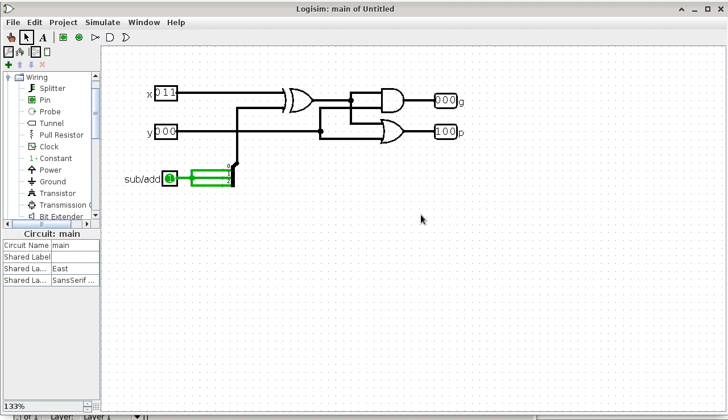Is that okay? I just want to mention this, because this really connects to your homework assignment. You do not need to do a subtractor, but for those of you who want to turn this into a subtractor, this is all you need to do. Add one control line, add a merger, add an exclusive OR gate, and you're done.